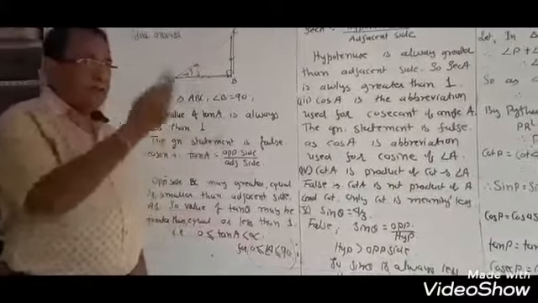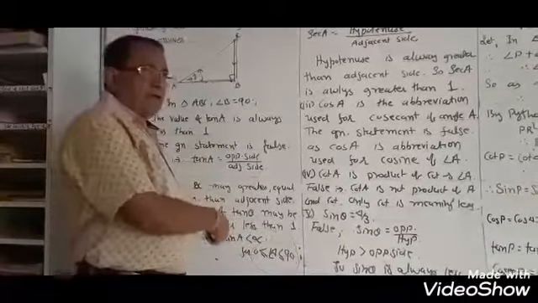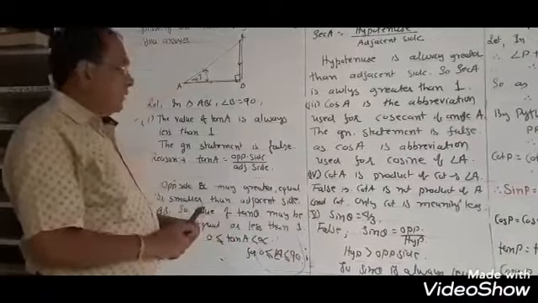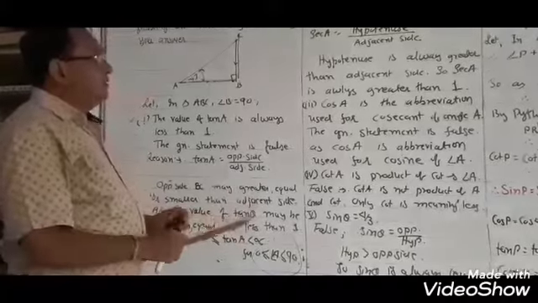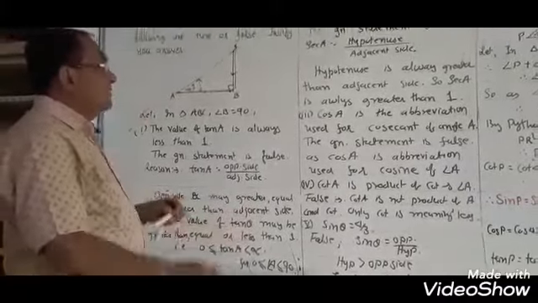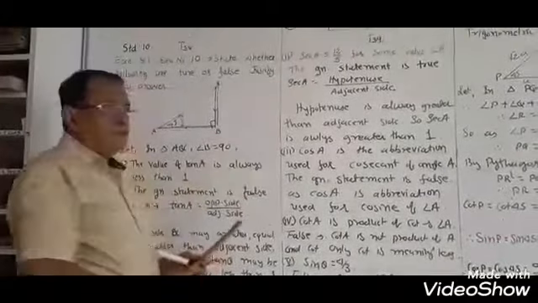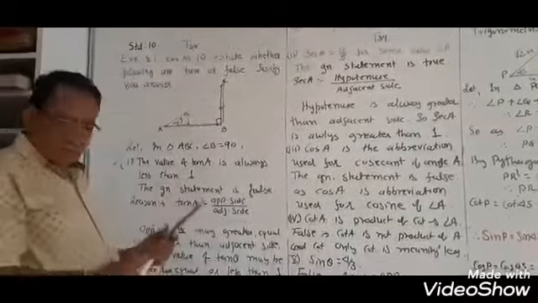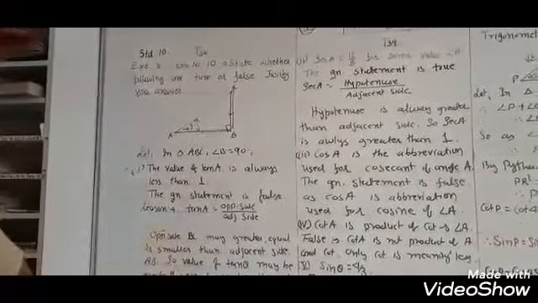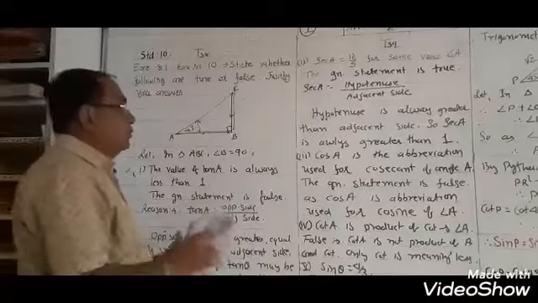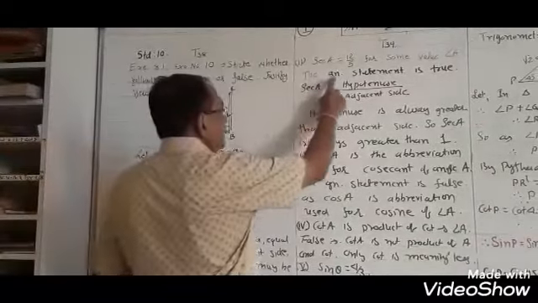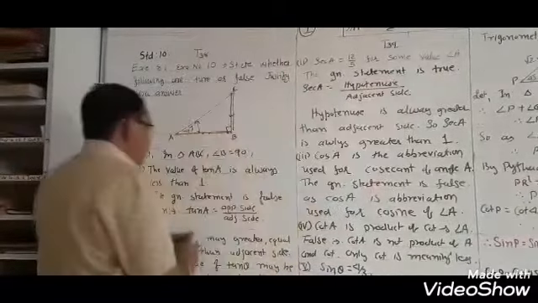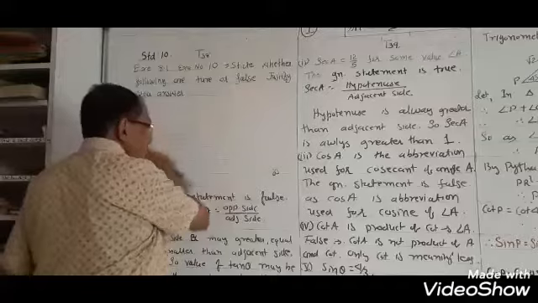In 11th standard, 12th standard, the angle may go up to 360. Now, second question: sec A is equal to 12 upon 5. Is that true or false? The given statement is true. Why is it true? Let us see here.